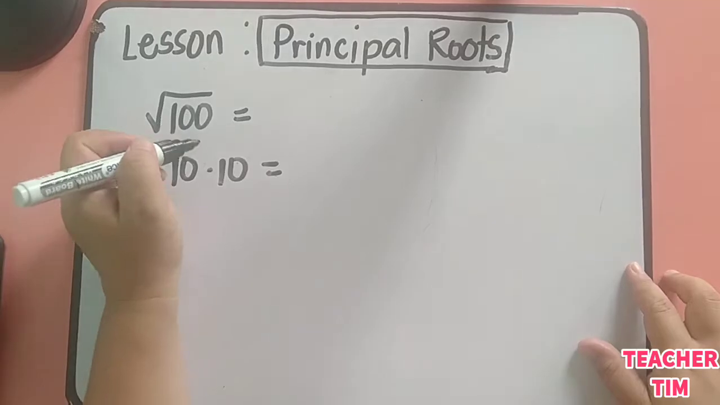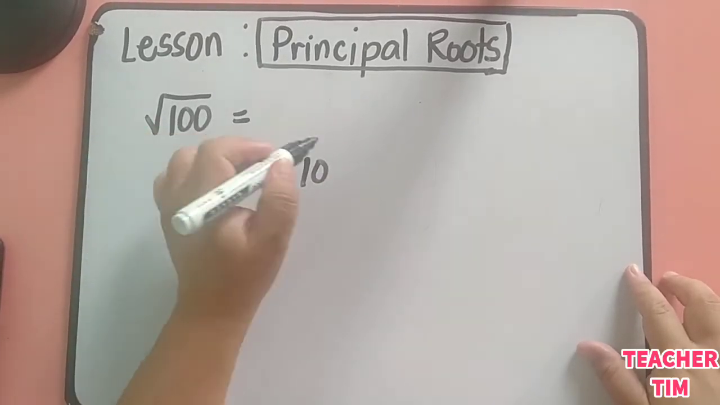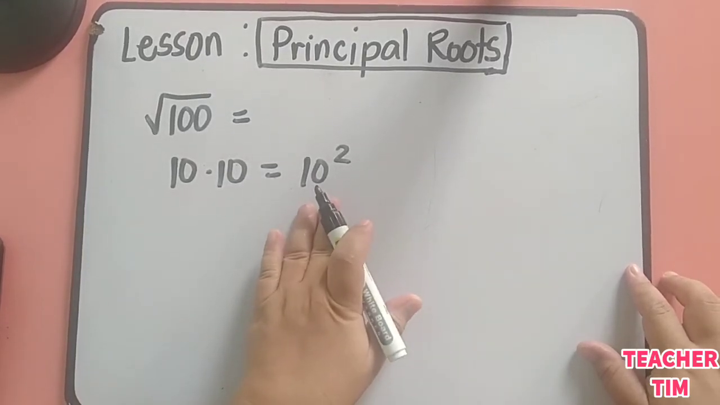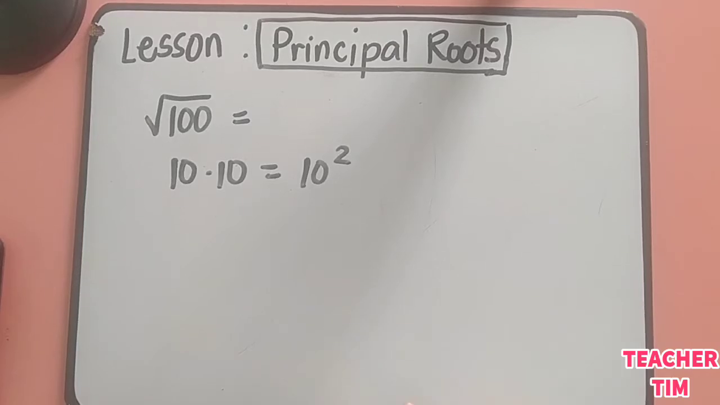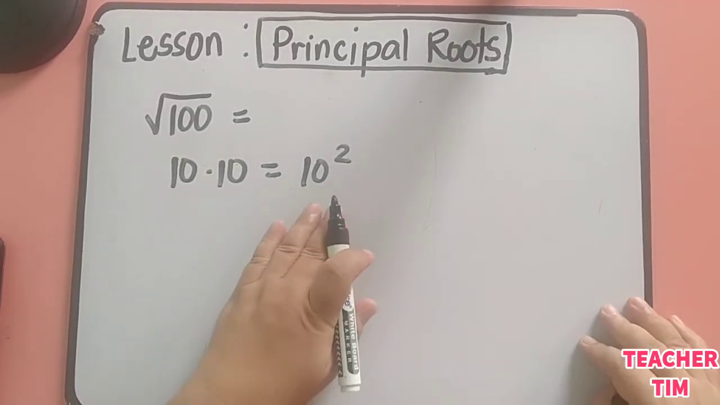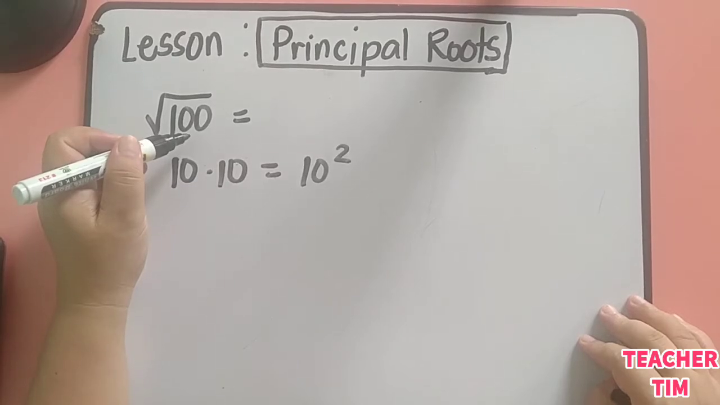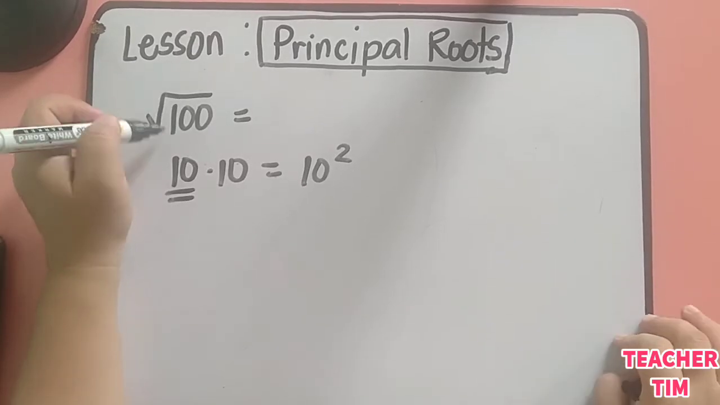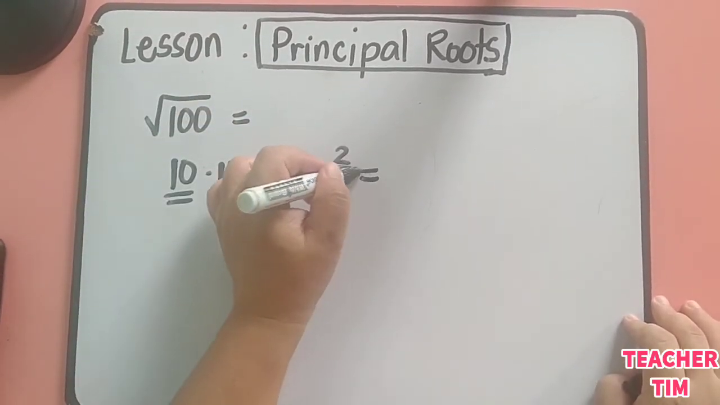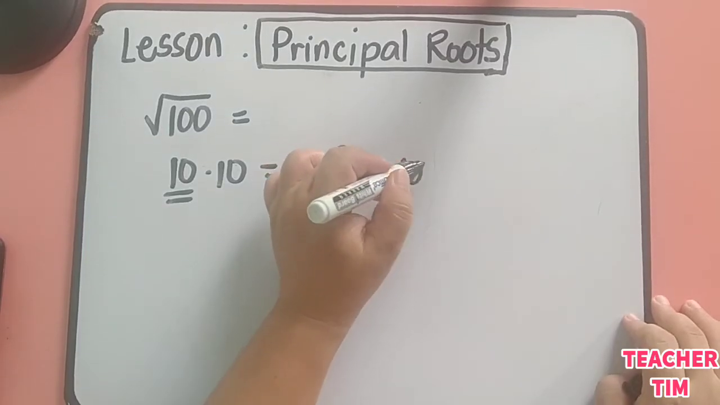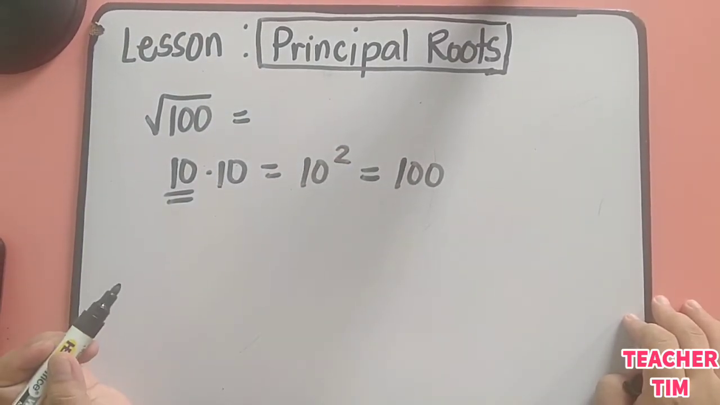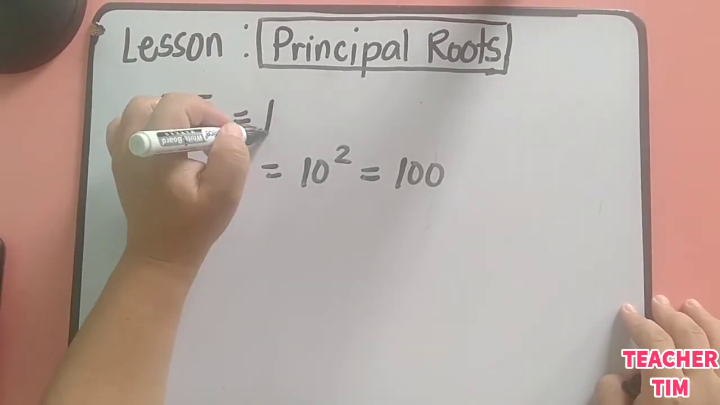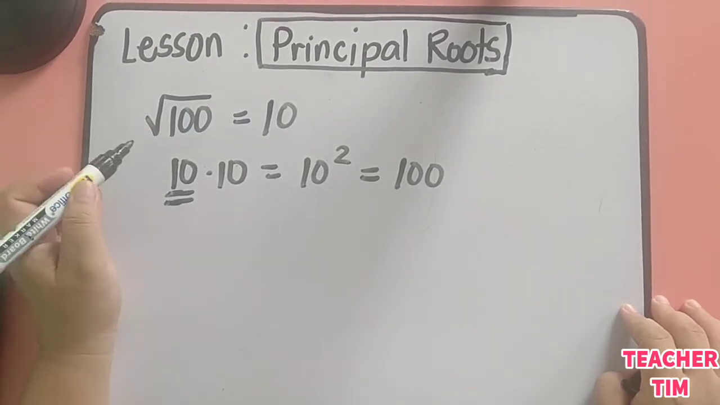And 10 times 10 is equivalent to 10 squared in the nth power. So this can be expressed in the nth power. Now, 10 squared is equivalent to 100. So the base here will be the principal root of the number. Because when you expand 10 squared, that is also equivalent to 100. And when you get the square root of 100, that is equivalent to 10, because the base here is 10.